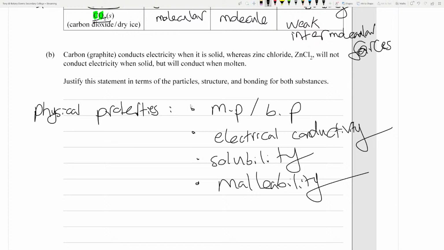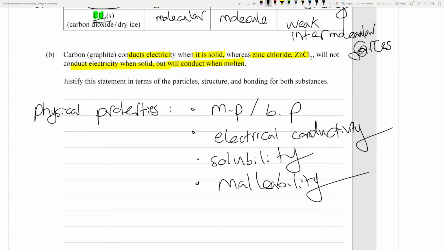You need to be able to compare these, and that just comes down to literally practicing and seeing all the variations. If you've done 3-4 years of exam papers, you will know exactly what I mean. It's the same bloody questions. They just change the wording, change the solids, but the questions are still the same. Okay, so this one's conductivity. So they say graphite conducts electricity when solid, whereas zinc chloride will not conduct electricity when solid, only when molten.